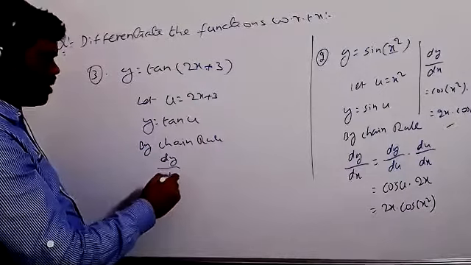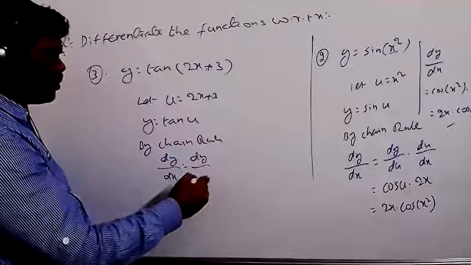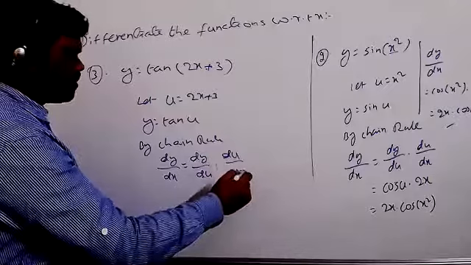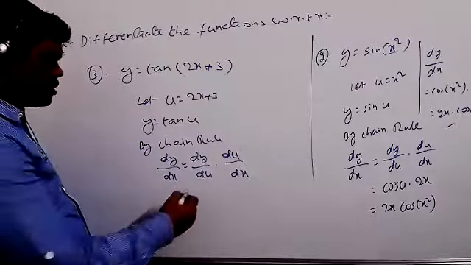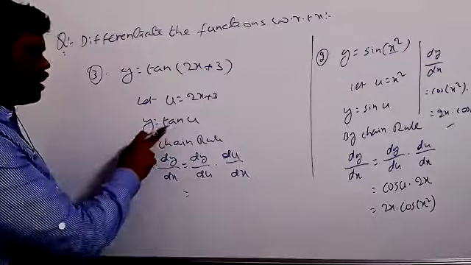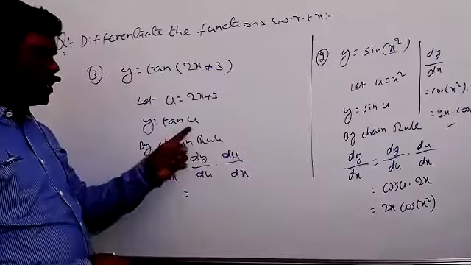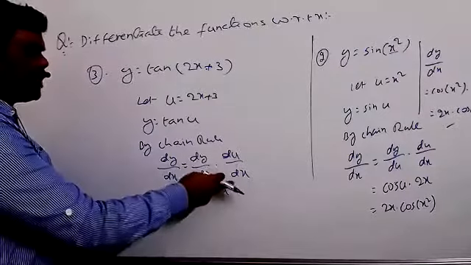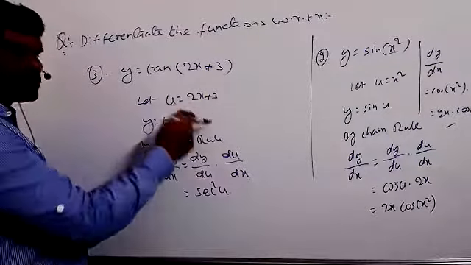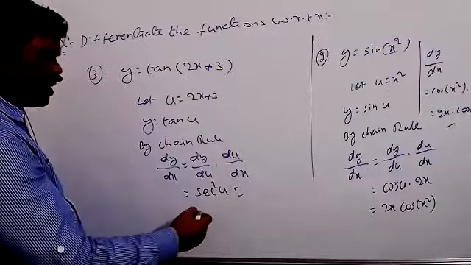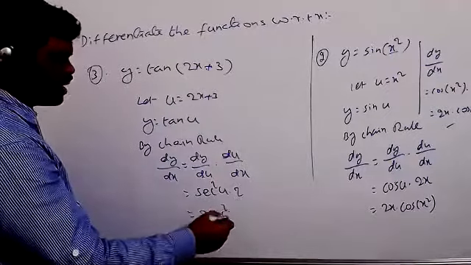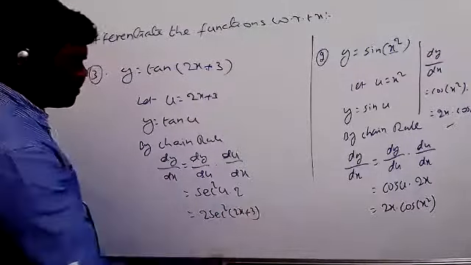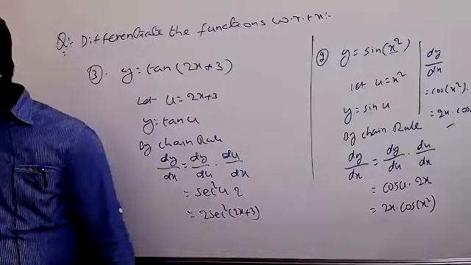dy by dx equal to dy by du into du by dx. The same you can write. So differentiation of y with respect to u, tan u, equal to how much? We know very well that it is secant square u into du by dx, the differentiation of u with respect to x, equal to 2 only. So what is the answer? 2 into secant square u, that is, 2 secant square of 2x plus 3. This is by using chain rule.